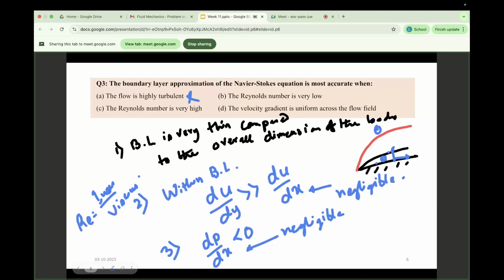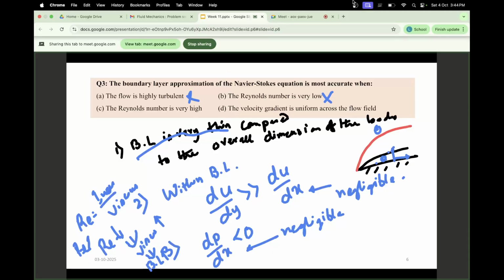As the Reynolds number is less, it implies viscosity is more. What does this imply? This implies the boundary layer is thick. But in the assumptions of the Navier-Stokes equation, we have considered the boundary layer very thin. So that approximation is wrong.